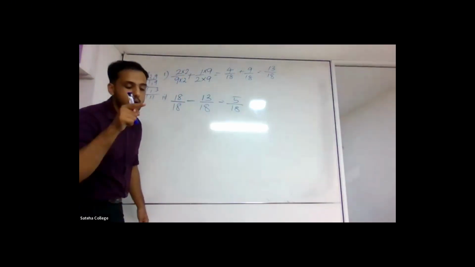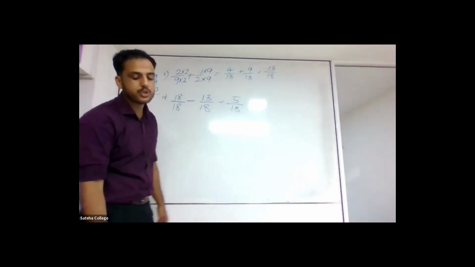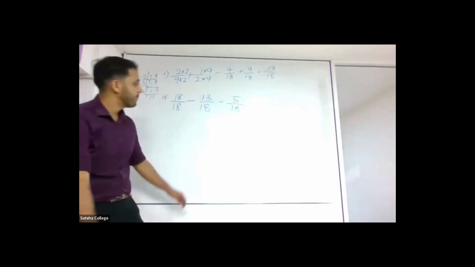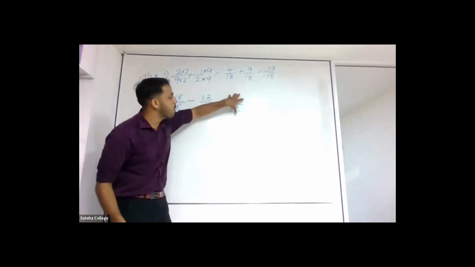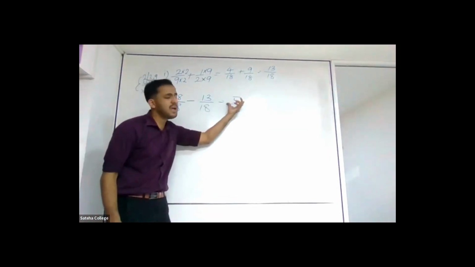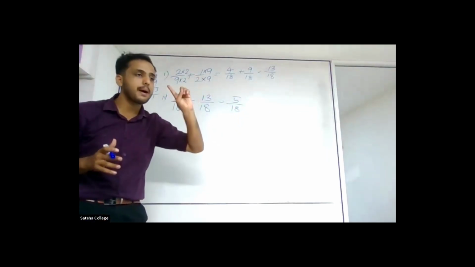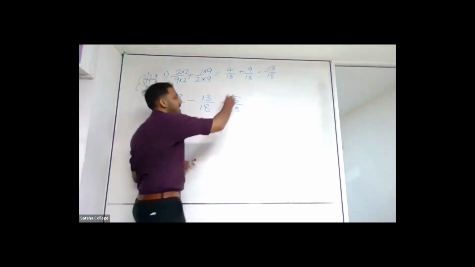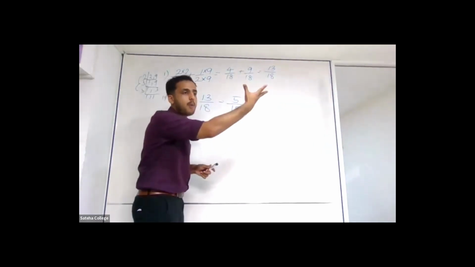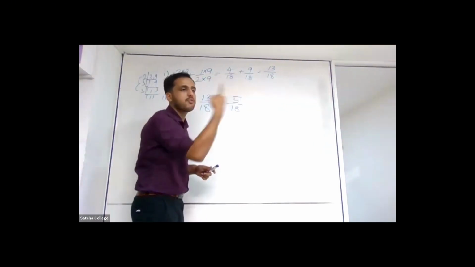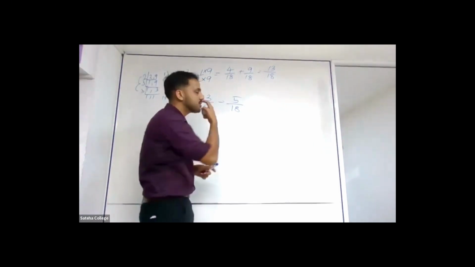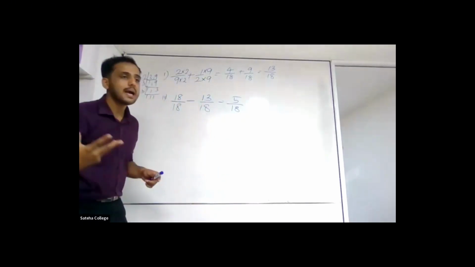Now what they are saying, 1 over 5 of the remaining was used to buy the next one. That means 1 over 5 of the remaining is again divided into 5 parts, and we have chosen 1 part. Remember, the remaining is already 5 parts. We are going to choose 1. So that means your answer will be 1 over 18.